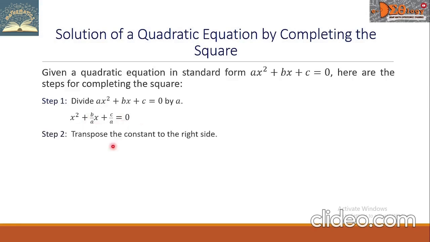Step 2. Transpose the constant to the right side. The c over a is the constant. It comes to the right, it becomes negative c over a.